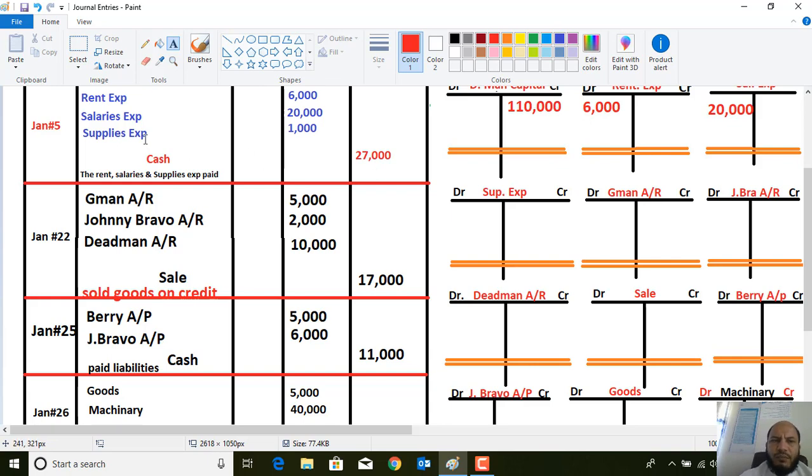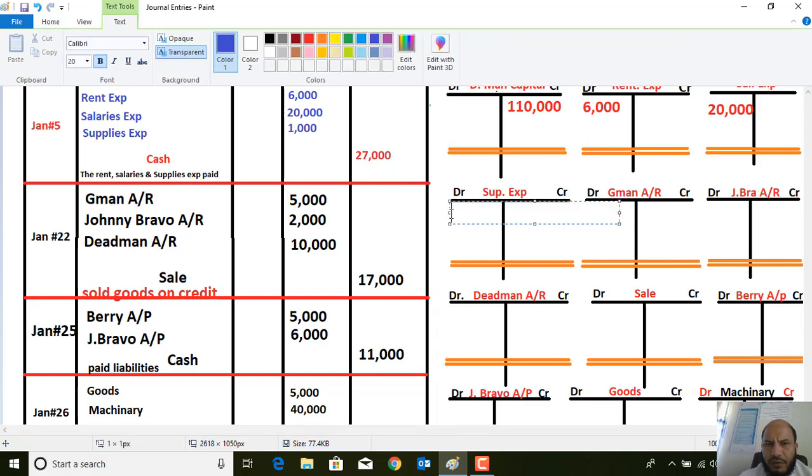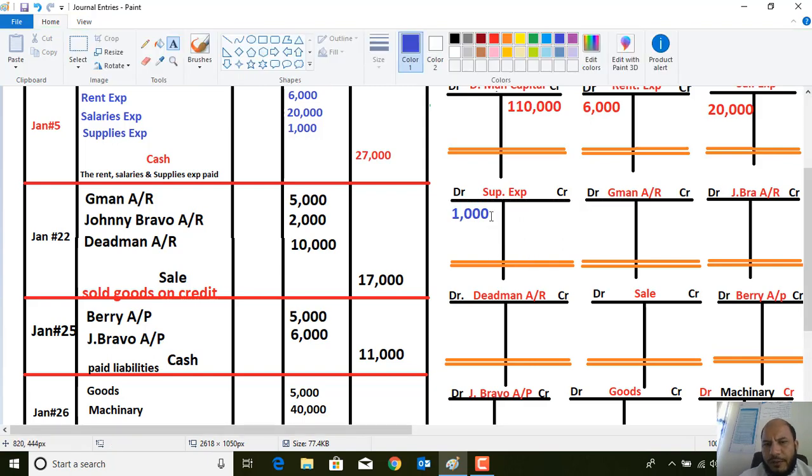One thing that we have missed is the supply expenses on January 5. So now we will record the supply expenses, which are available over here. If you see, the supply expenses are at the debit side. So we will take these supply expenses and record them under the supply expenses ledger within the debit column. The amount is equal to 1,000 rupees, and we will record it over here at the debit column. So supply expenses is equal to 1,000 rupees. Okay, great.